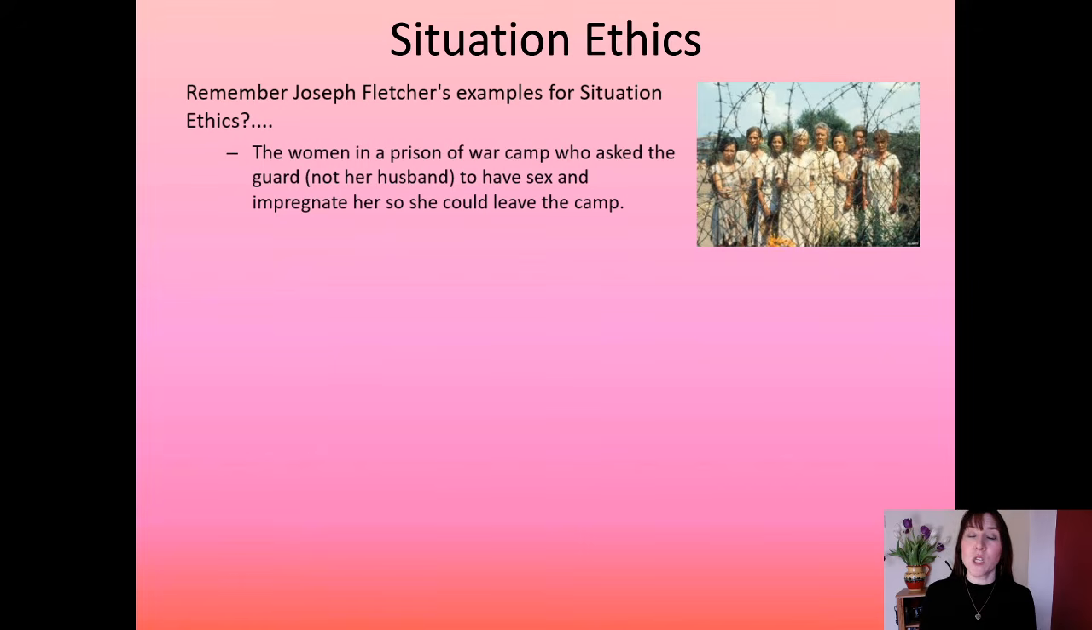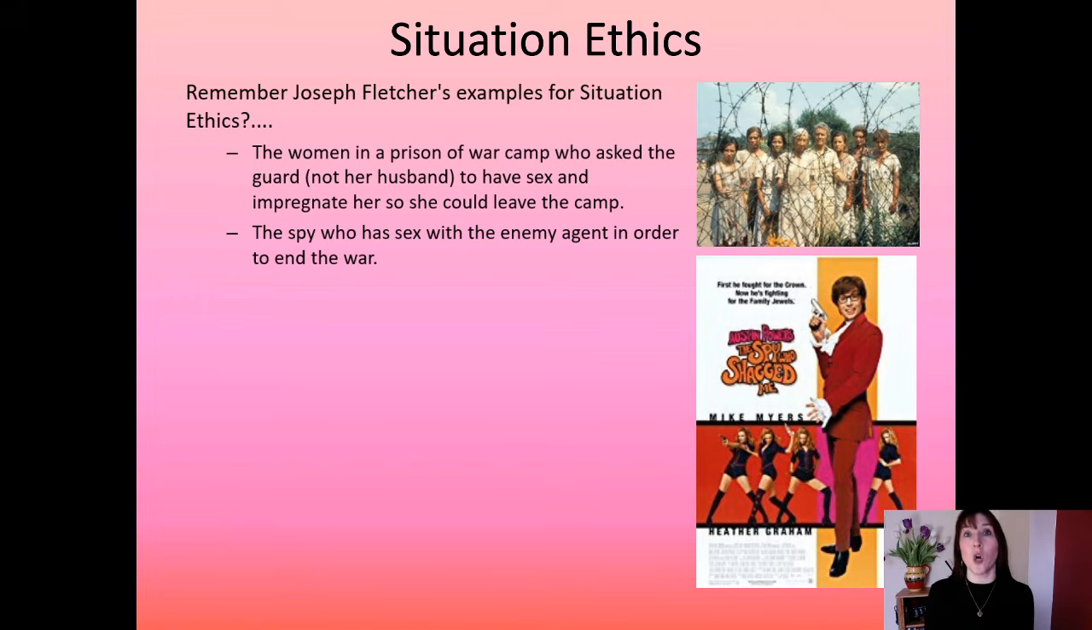So that situation obviously focuses on agape love. That was a situation where she had extramarital sex, but in order to be able to get pregnant to leave the camp. So what's the most loving thing in that situation? He also talks about the spy who has sex with the enemy agent in order to end the war. So if you are asked by your government to have sex with somebody that is not your husband, or premarital, or someone you don't even like, but in order to get information that could save the country. So he gives those two examples which work really well for sex ethics.